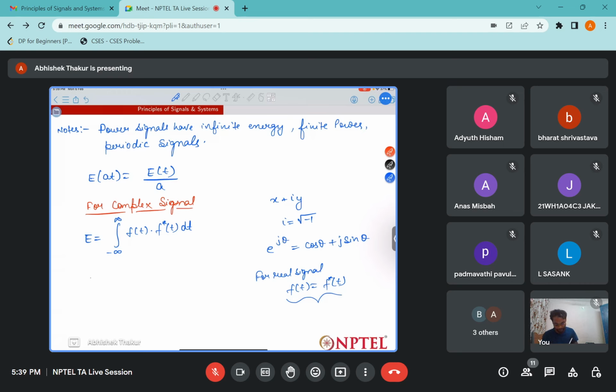And for power, this is for the real signal, f(t) squared. So here we just have to change it to f(t) into f(t) conjugate. For a real signal, this becomes f(t) squared.